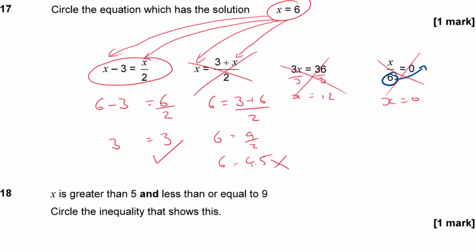Now you could have done the same thing with these ones over here. You know, I could also sub in x is equal to 6 into here. 3 times 6 is 18, that's not equal to 36, and we could have done the same thing over here. 6 divided by 6 is 1 and not 0. So that subbing in method is sometimes quite useful to do these sorts of questions.